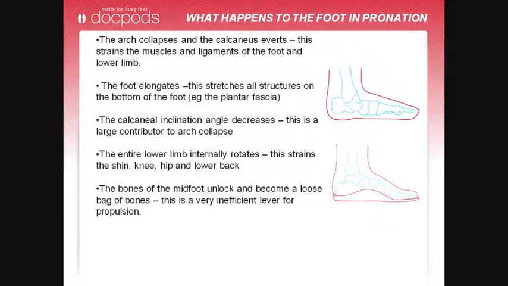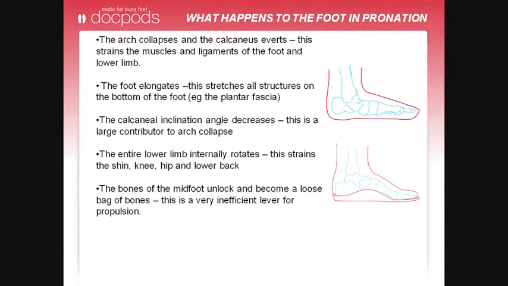When the foot pronates, the arch collapses and the calcaneus everts. This strains the ligaments and muscles of the foot and lower limb. The foot elongates, and this stretches all of the plantar structures, or the structures on the bottom of the foot, like the plantar fascia. The calcaneal inclination angle decreases, and this is a major contributor to arch collapse. The entire lower limb internally rotates, and this strains the shin, hip, knee, and lower back. The bones of the midfoot unlock to become a loose bag of bones, which is a very inefficient lever for propulsion.